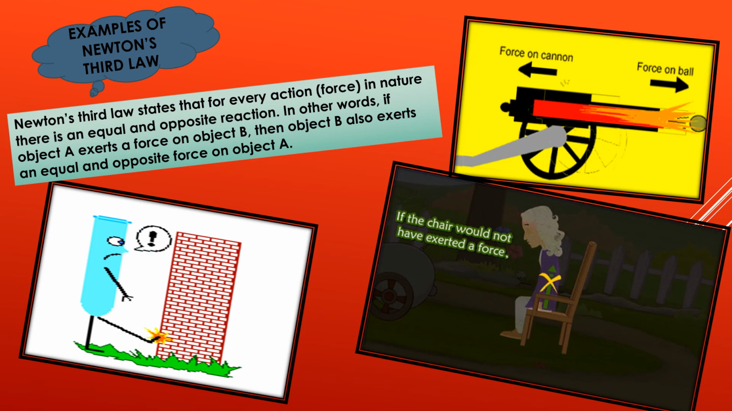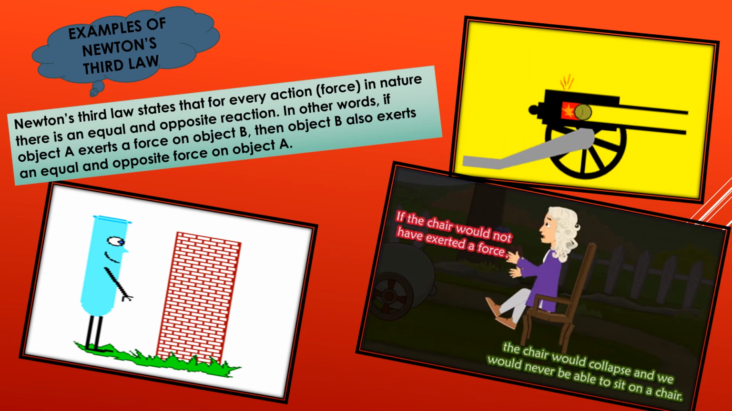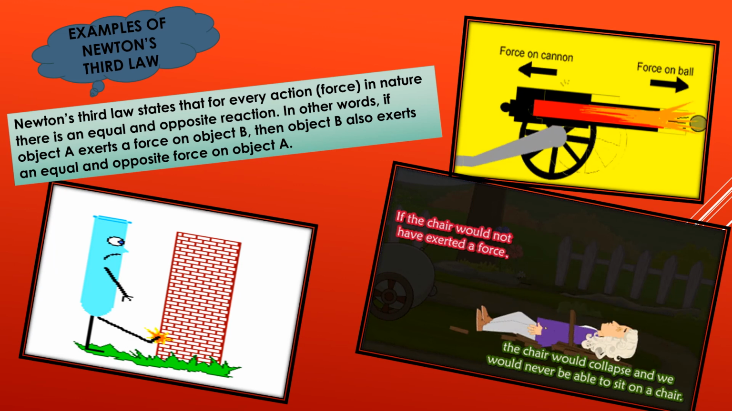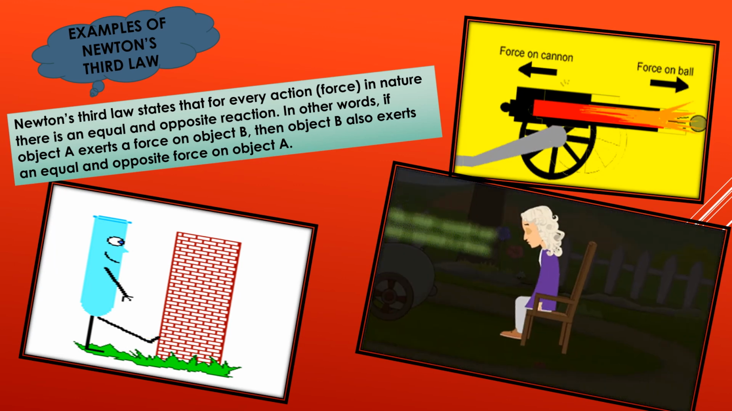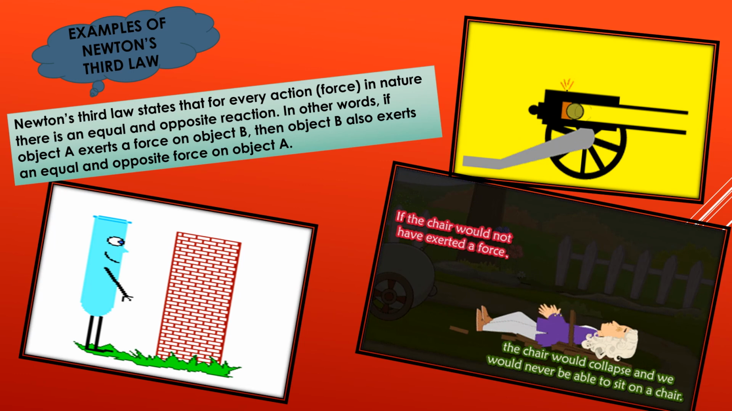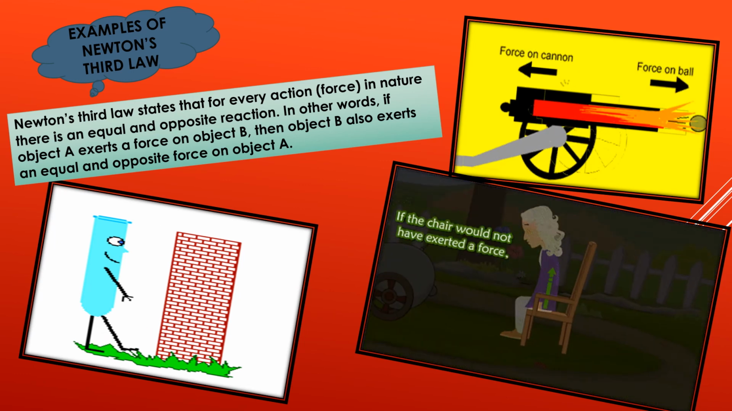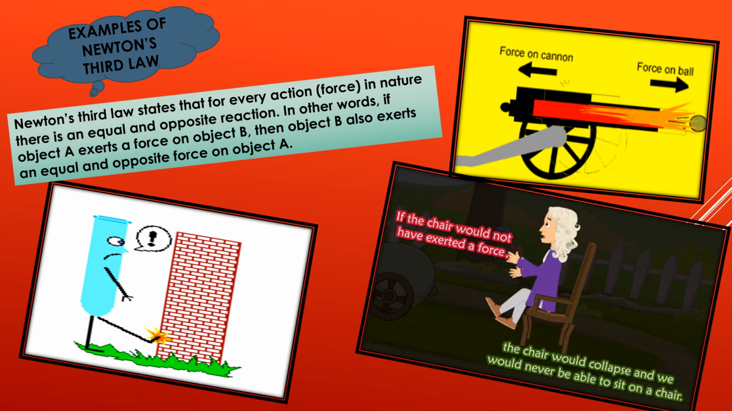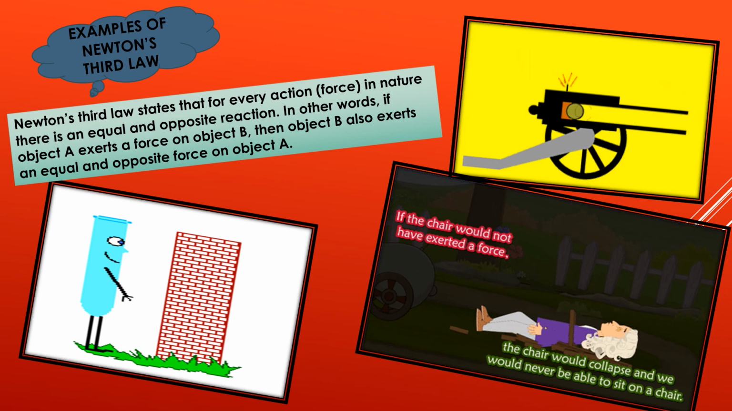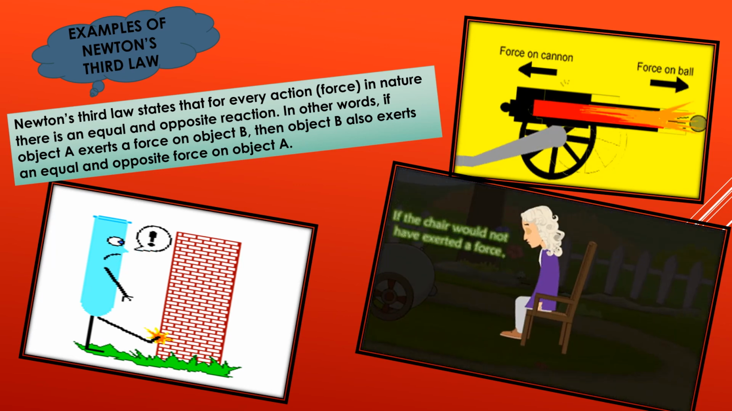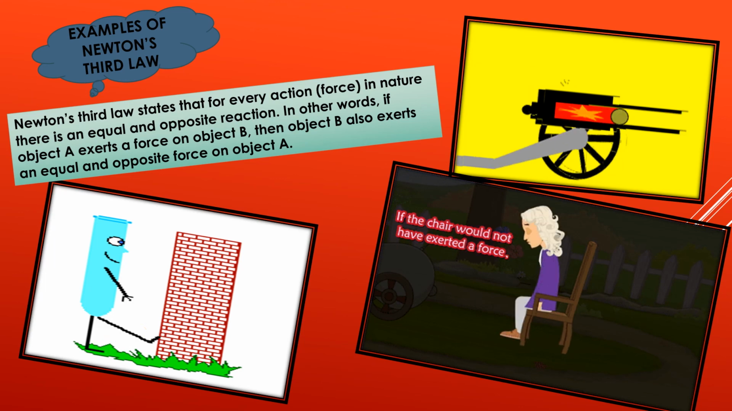Now see this diagram. If the chair would not have exerted a force, what will happen? We will be falling down. That is going to happen only. See, this is the actual reaction. If this is not there, the chair would collapse and we will be falling down. Okay, now you can understand weight is action and this arrow, that means the reaction by the chair, is the reaction. That means action and reaction are maintaining Newton's third law.